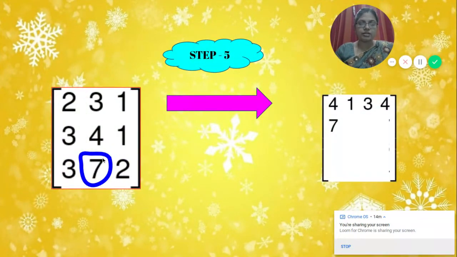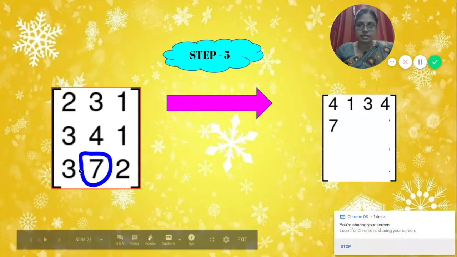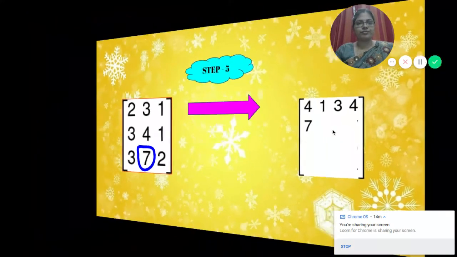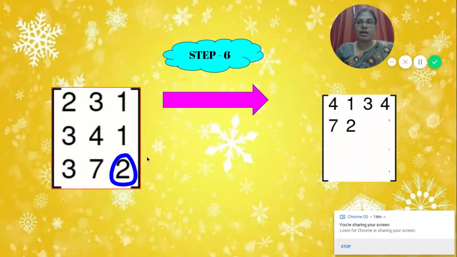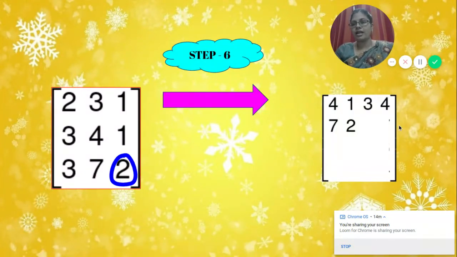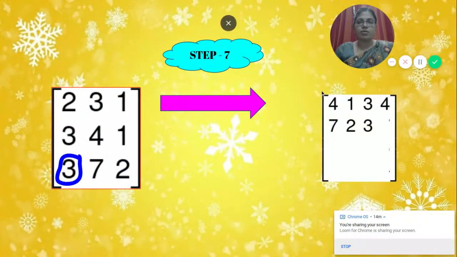Now I have taken the third row, second column, that is A32, and written it in the second row, first column. And I have taken the element A33, the last element, and written it in the second row, second column. Now I have taken the element A31 from the 3 cross 3 matrix and written it in the second row, third column of the 4 cross 4 matrix.